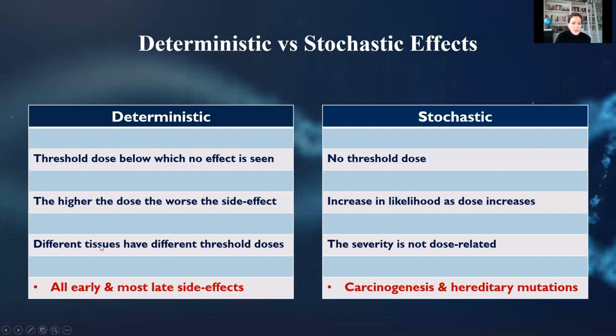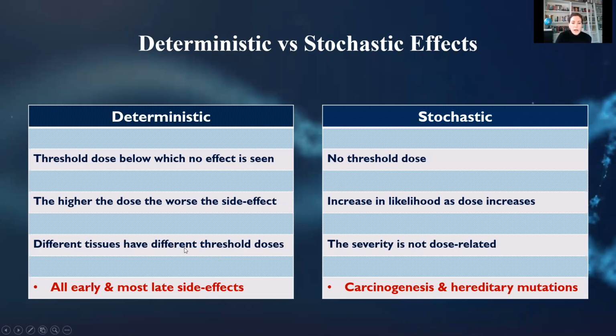And then we also know that different tissues have different threshold doses. So there will be a difference in tolerance between the lens of the eye and the skin, for example. A very big difference, in fact. And then the other thing that we've realized over time is that different people have different threshold doses for different tissues. So there is a genetic predisposition to the side effects that people develop after having radiotherapy.